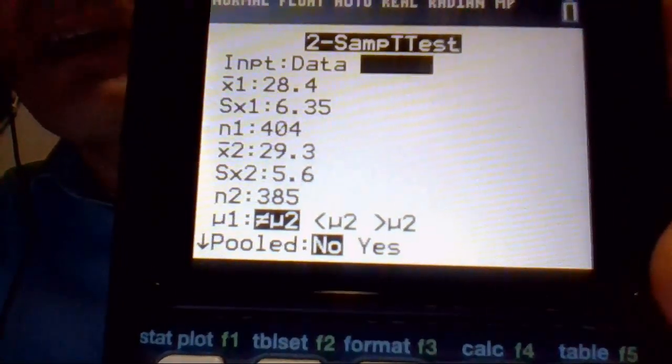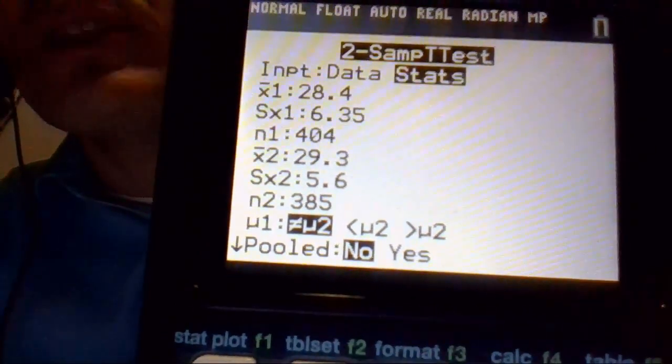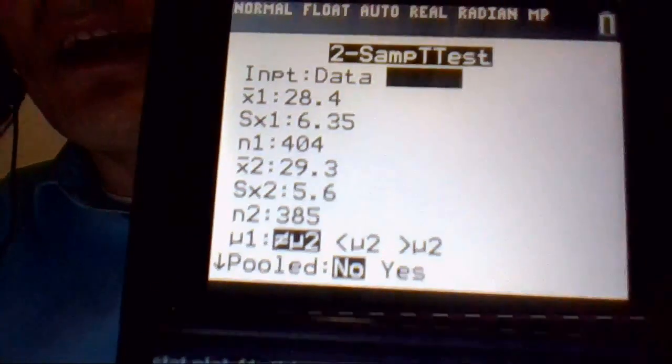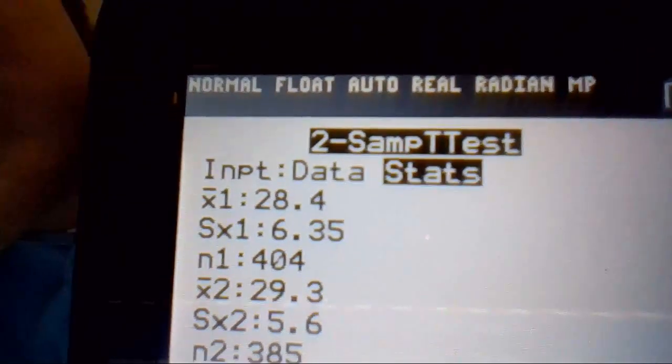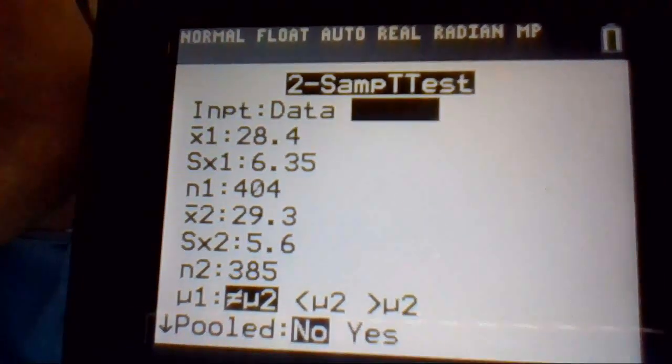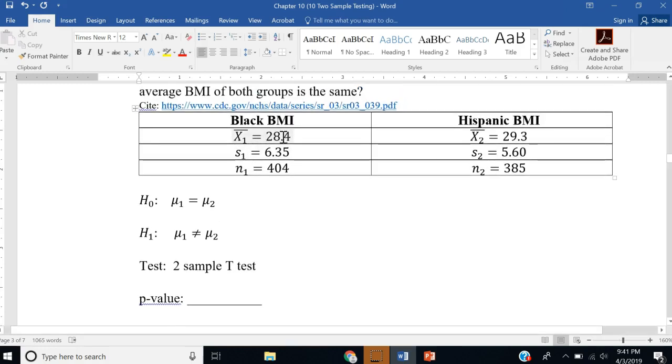Now, just a quick note here. Notice that the last line on my calculator says pooled, yes or no. We, again, are always going to use the unpooled characteristics. So that's what we're going to use, no unpooled. And then you can see the inputs there are average of group 1, standard deviation for group 1, sample size of group 1, and then you do the same thing for group 2. So put all those things in there.